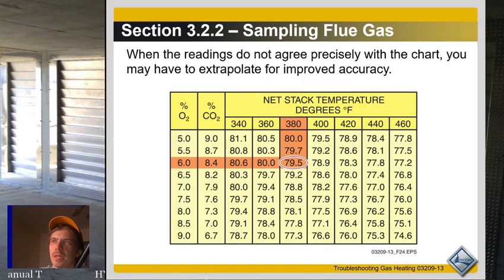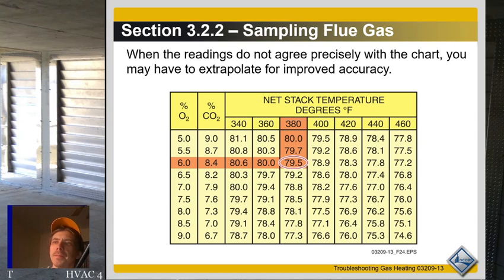When readings do not agree precisely with the chart, you may have to extrapolate for improved accuracy. So this is telling you net stack temperature with your percentage of CO2 and your percentage of O2. This will be your combustion efficiency, right? So if your readings are in between, then you extrapolate the readings.